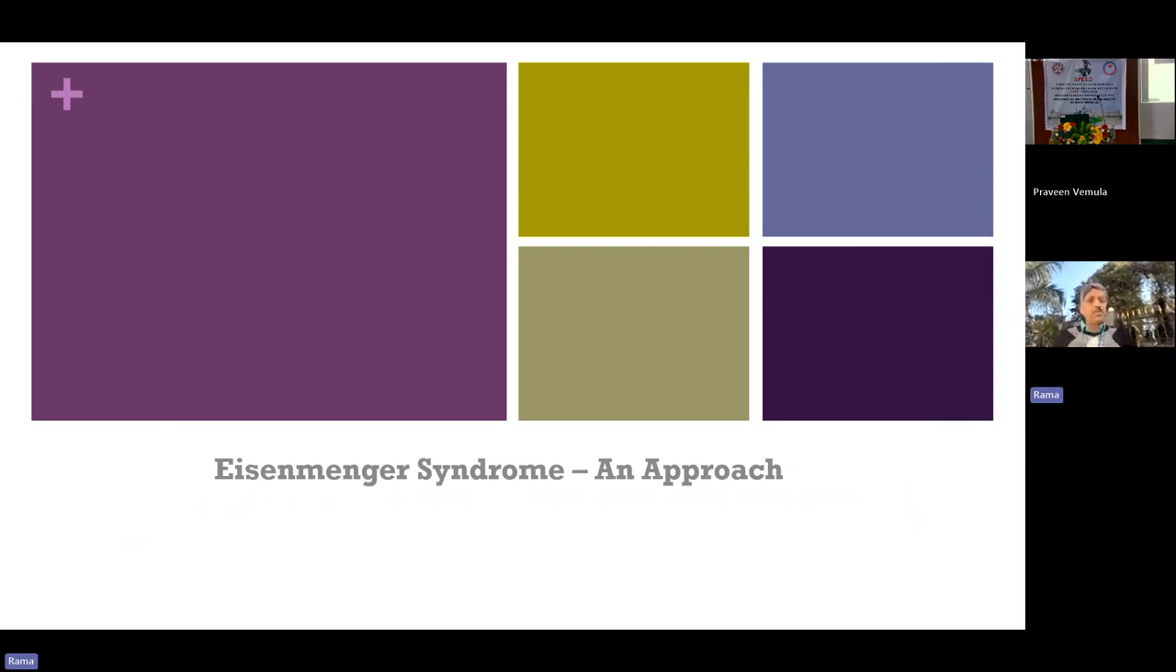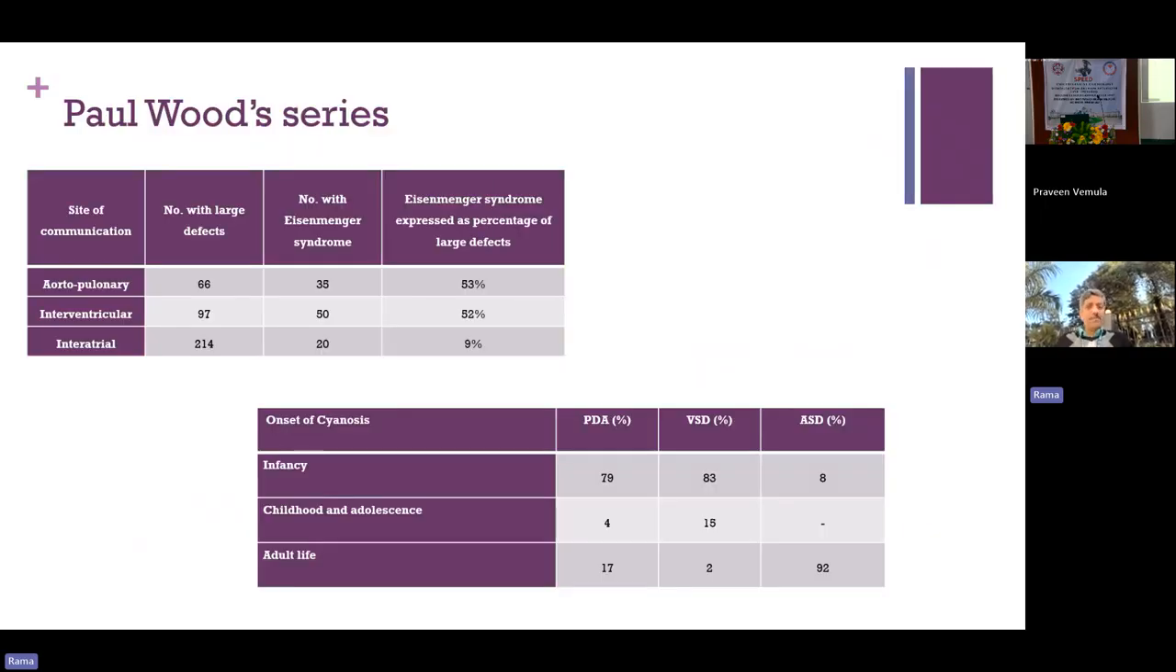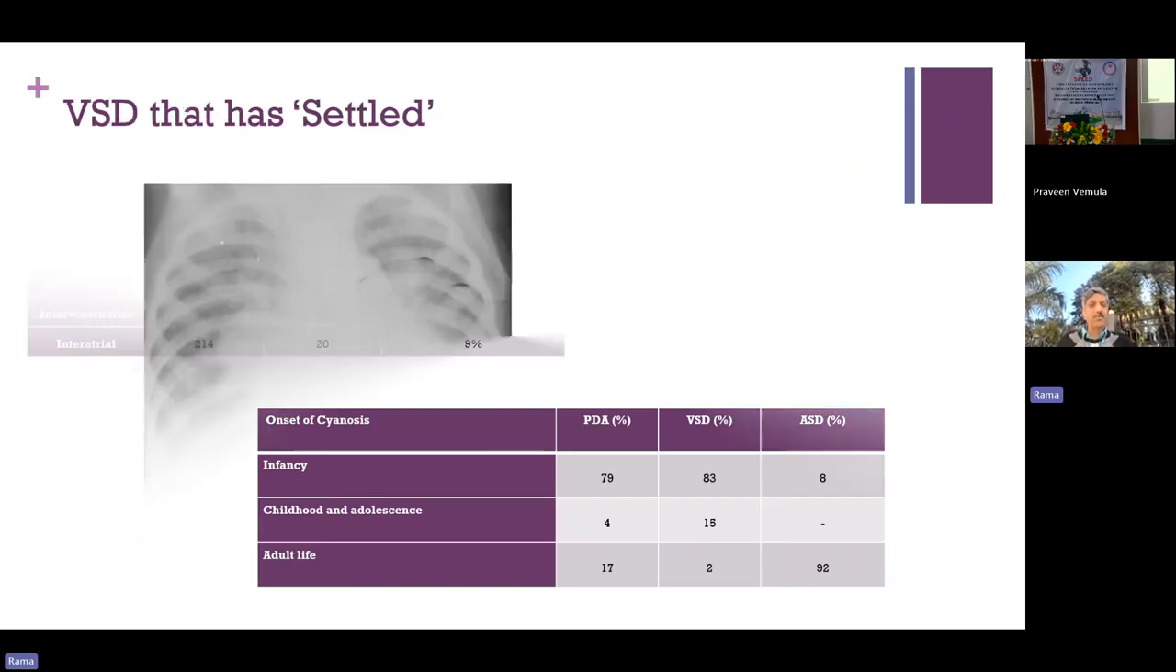In the same way, how do you approach an Eisenmenger syndrome? If the primary diagnosis is Eisenmenger syndrome, this is the classical Wood series that you should know: how many had defects and how many ended up having Eisenmenger syndrome, all those things. But it has become kind of history, but still examiners are fond of asking that. So you may have to think about it.